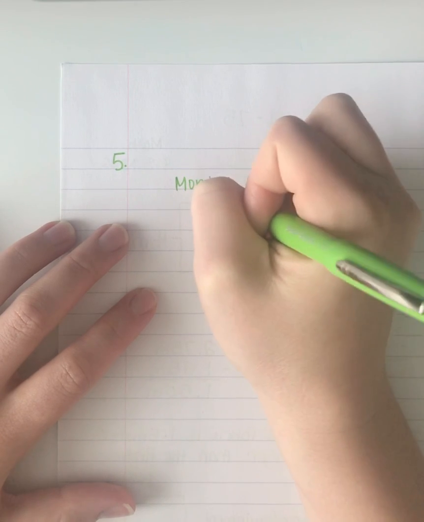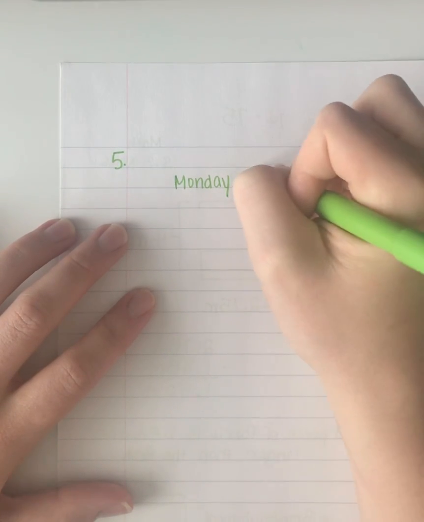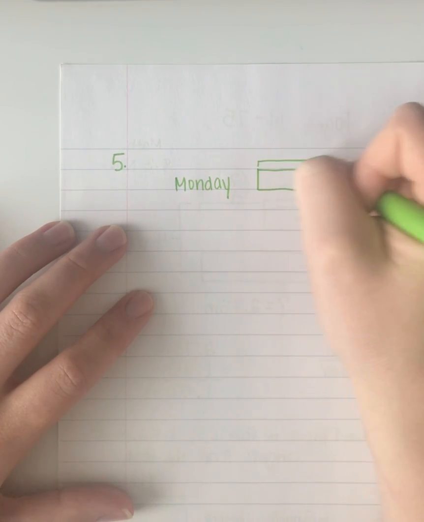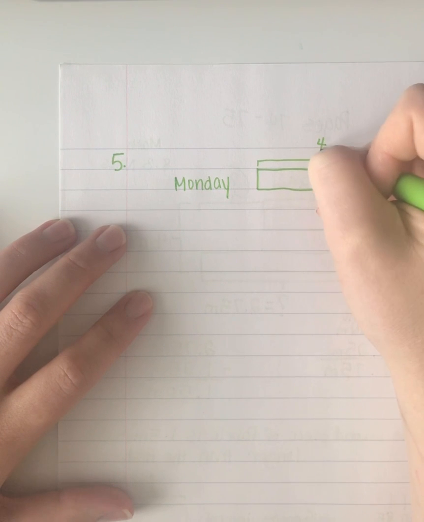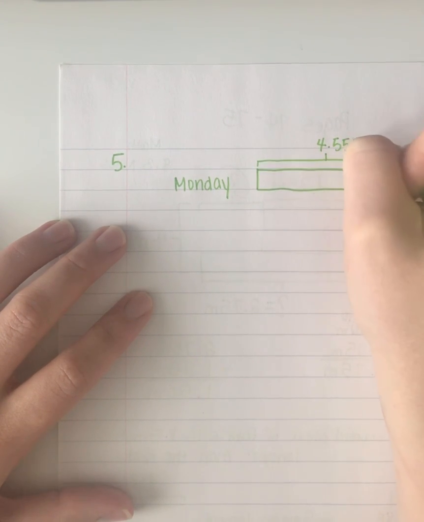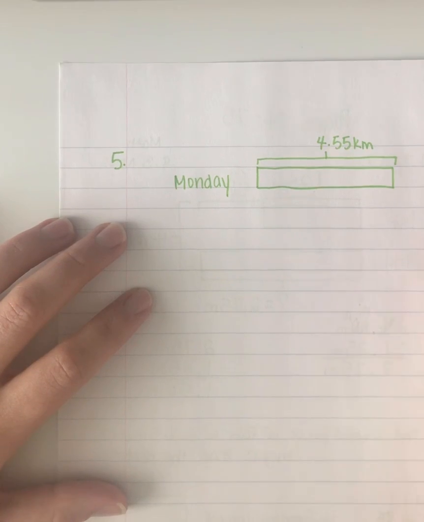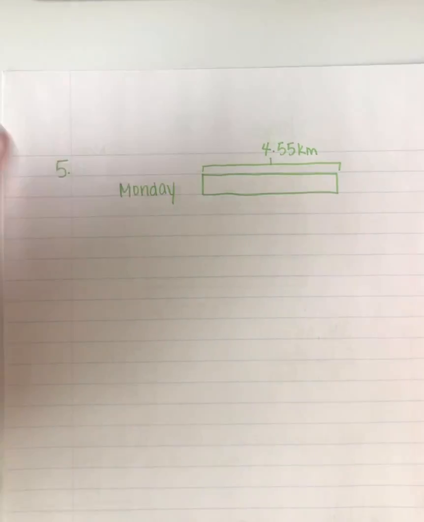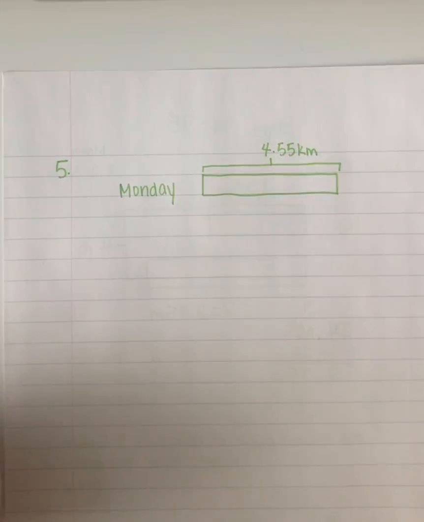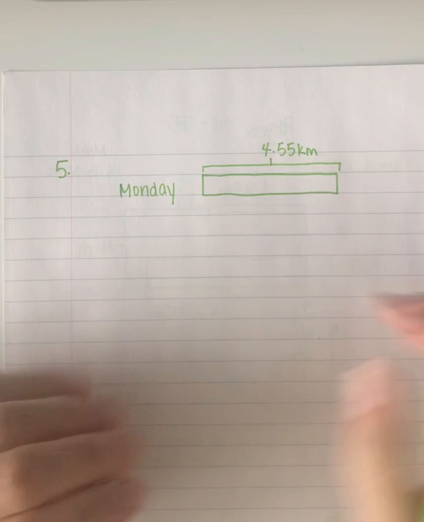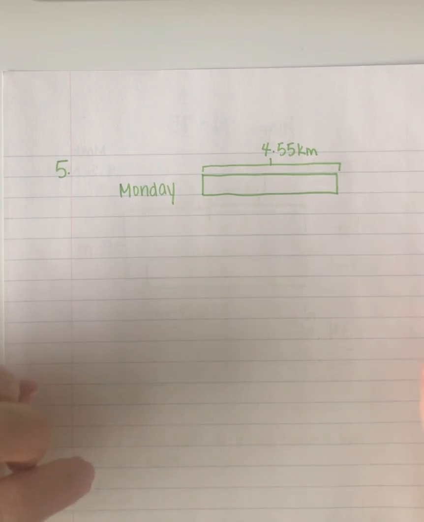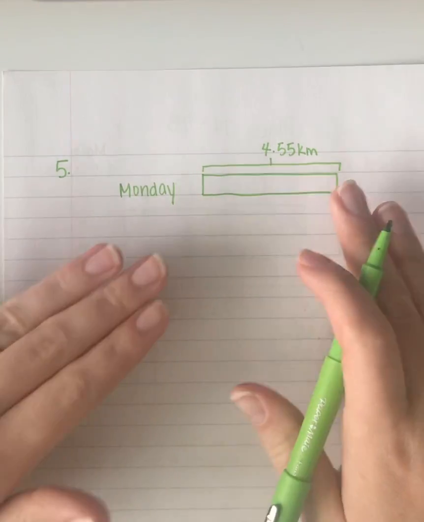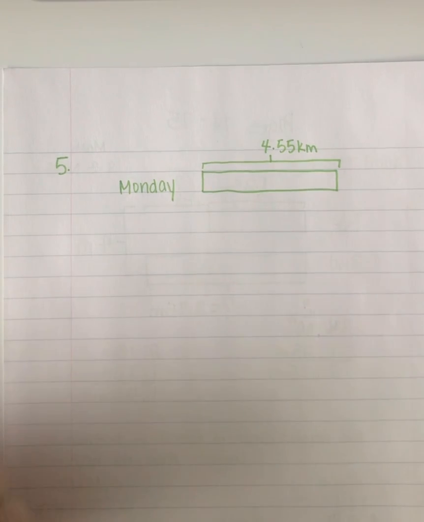So first we're going to draw out Monday. He went 4.55 kilometers. So we're going to draw this out, and this is going to be 4.55 kilometers. Make sure you label KM. Just a reminder, you're not trying to figure out how long 4.55 is, you're just drawing the bar and saying that that bar represents 4.55 kilometers. You're not trying to complete calculus and rocket science. Do not be afraid of that. Just draw the bar and label it as 4.55.